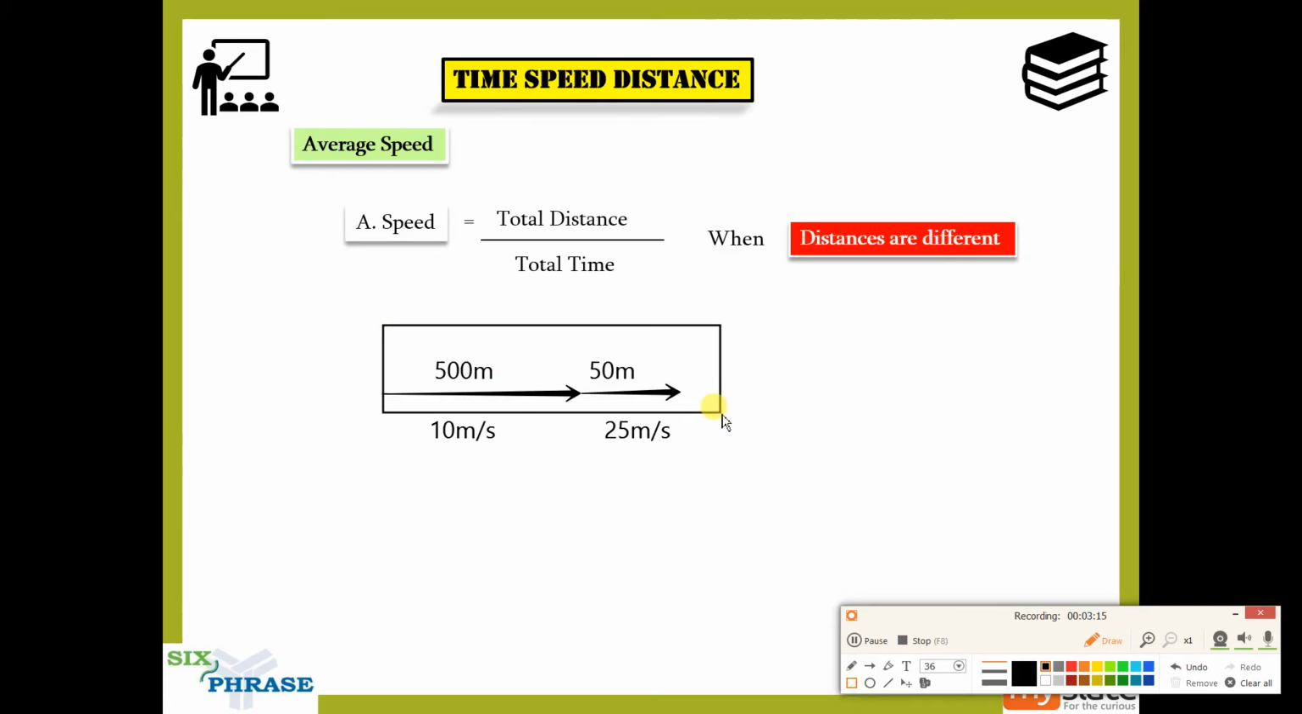Okay, the average speed that they will ask you to find is for this whole 550, because for 500 meters we know it is 10 meters per second, correct? For 50 meters we know it is 25 meters per second, right? But what we do not know is for the 550. You add them together, right? So that is the average speed.